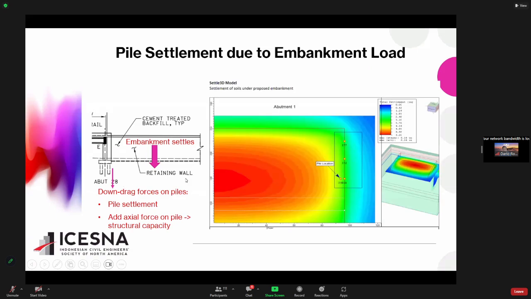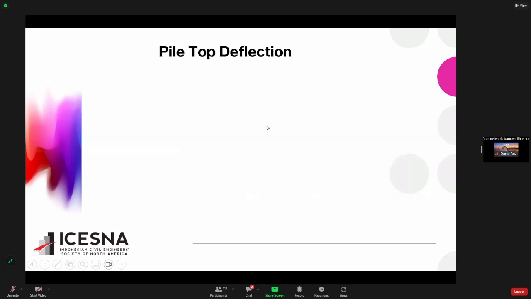One way to do it, what we did, is we built a 3D settlement model for the embankment. So this is the embankment, this is approximately the location of the pile, and this gives you the contour of the settlement of the embankment with time. So this is basically the location of the pile that you want to estimate: how much the pile will settle due to the embankment settlement. What you need to know is the pile top deflection, how much the top of the pile will deflect subject to the embankment settlement.